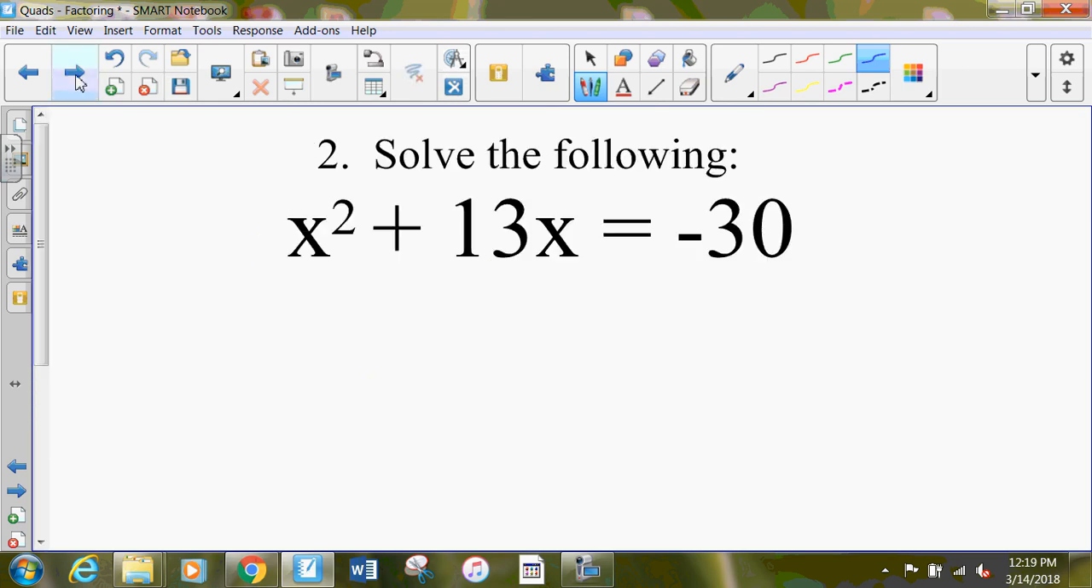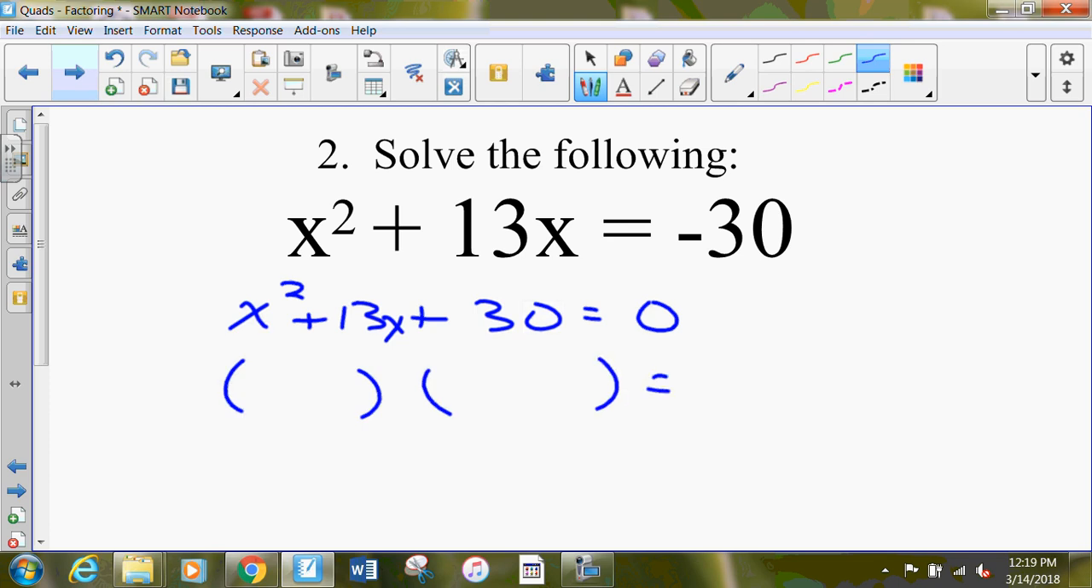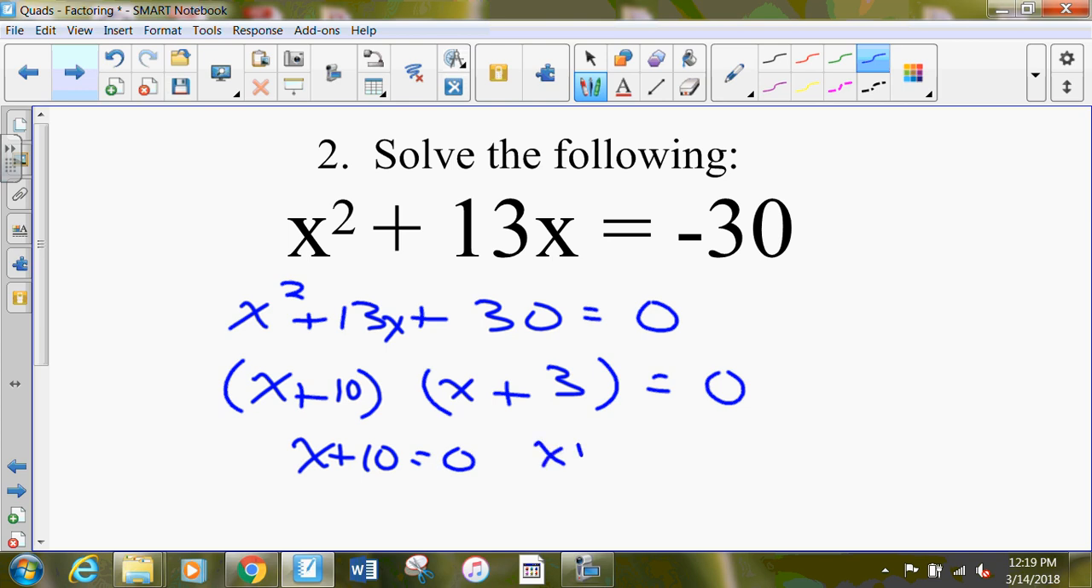All right, one more. I told you it was going to be short and sweet. Let's bring over that plus 30. This one actually looks, oops, forgot the x, is a little easier than the first one. So once again, two numbers that multiply to equal 30, but add up to equal 13. 10 and 3. Use that multiplicative property of 0, solve the equations, and we get x is equal to negative 10 and x is equal to negative 3.